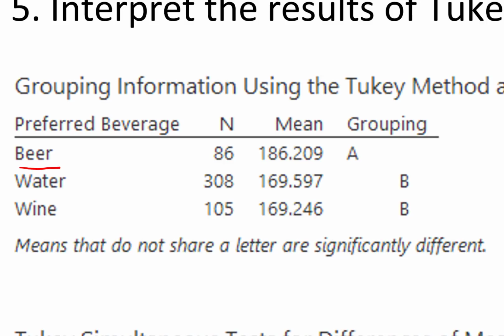Beer is only in group A. Water and wine are both only in group B. This means that beer and water are significantly different from one another. Beer and wine are significantly different from one another. Water and wine are both in group B, so they are not significantly different from one another.